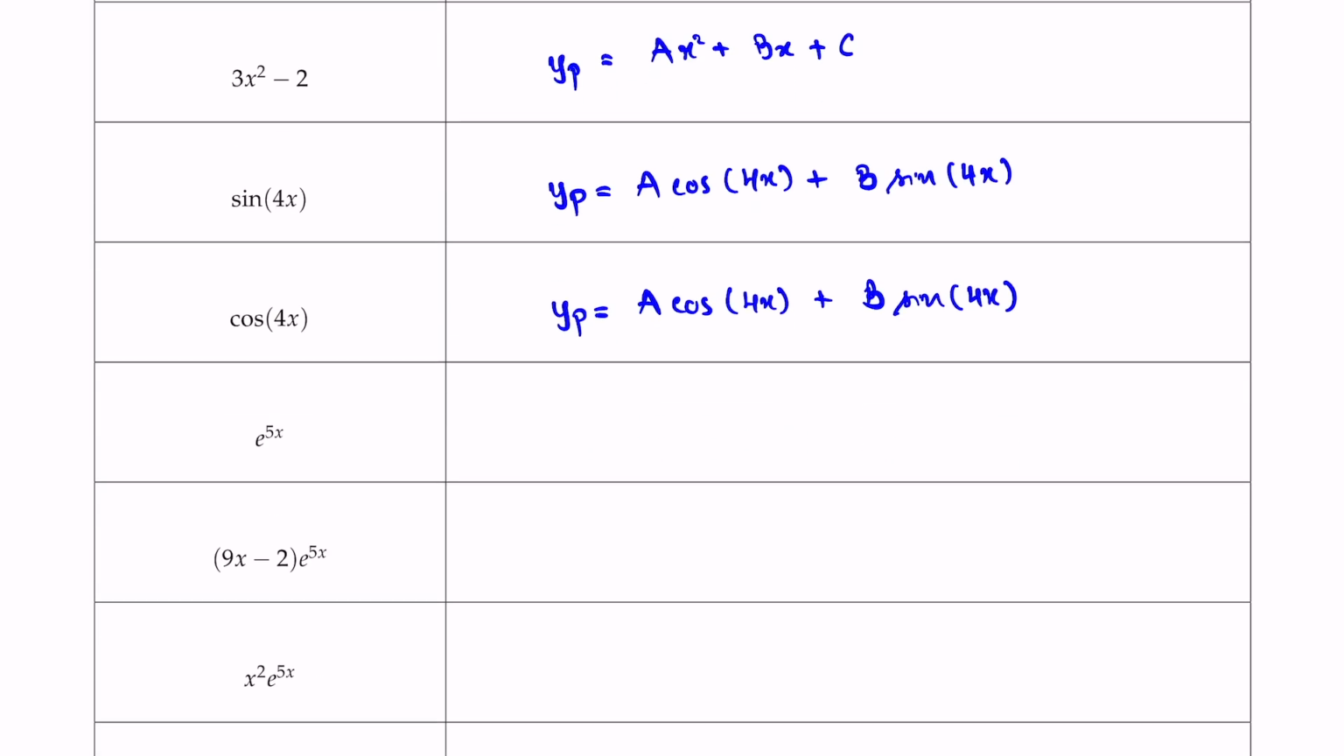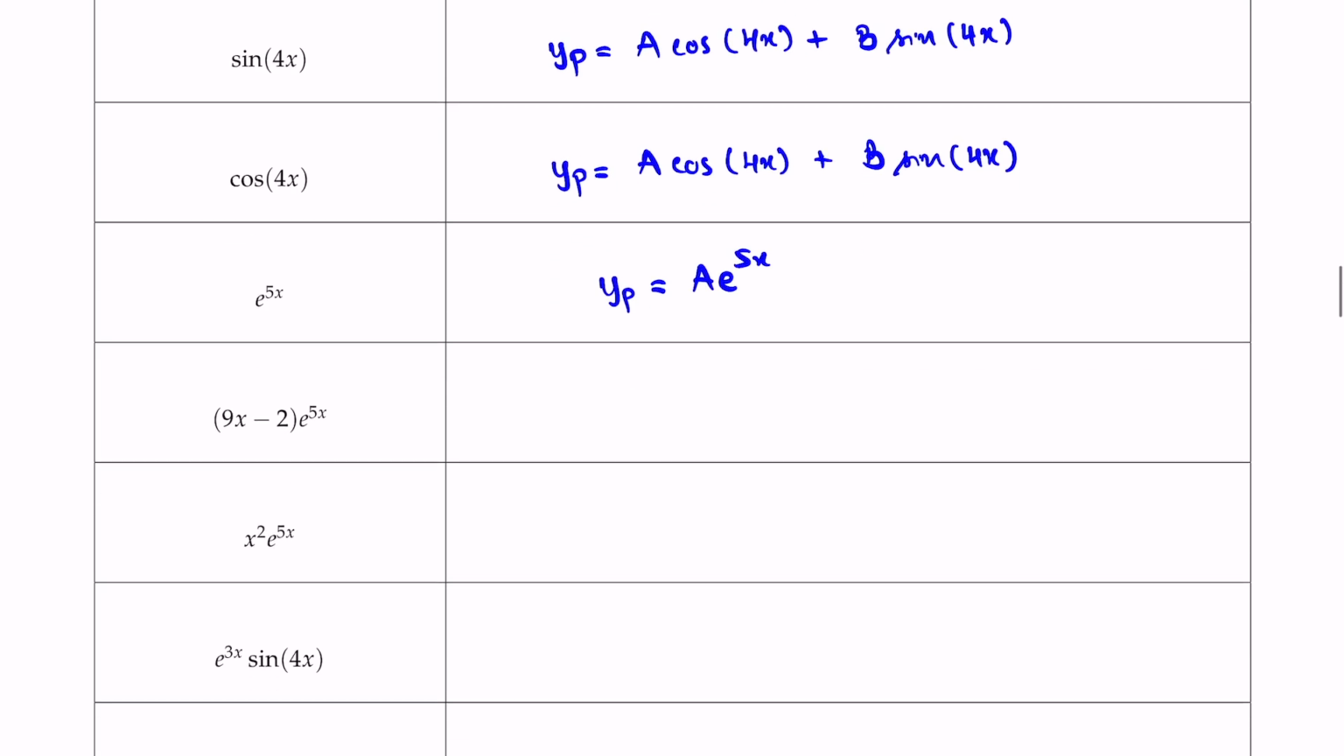When you have an exponential function, then the guess should be y sub p equal to a times e to the 5x. The next function is the product between a linear function and an exponential function. The guess should be ax plus b times e to the 5x. Right. So you make a guess for the linear function and then multiply with an exponential function.